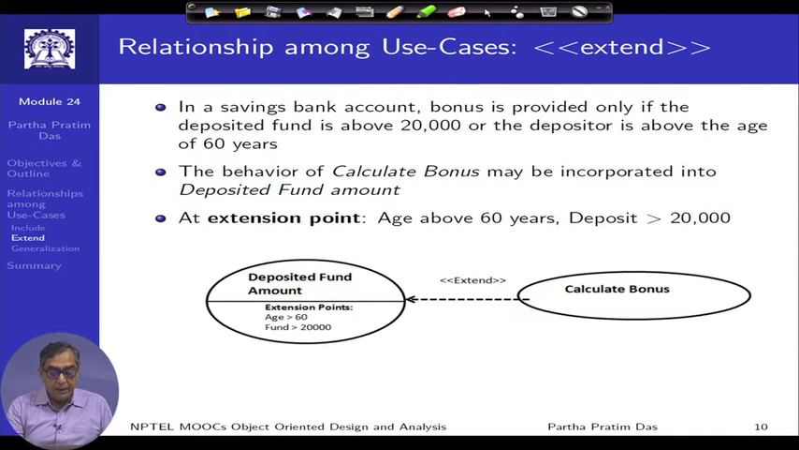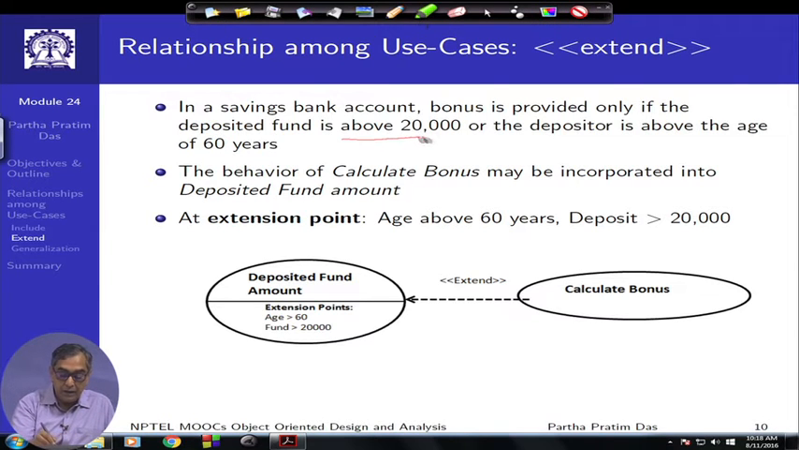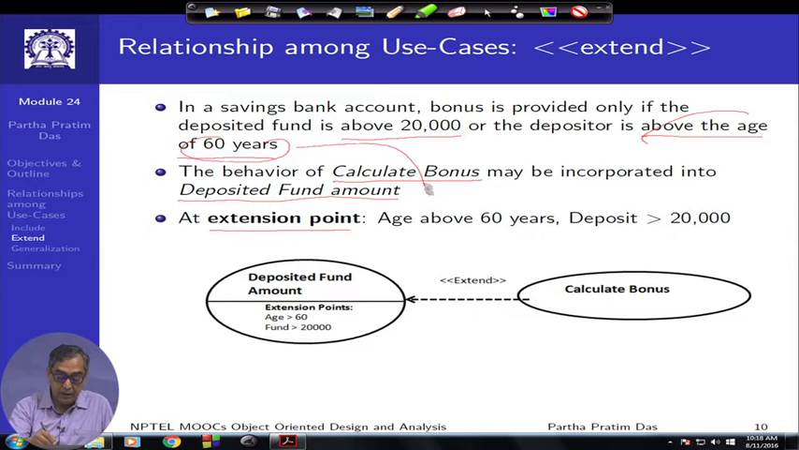So, as an example, say a savings bank account provides bonus if the deposited fund is above 20,000 or the depositor's age is above 60 years. Either the depositor is a senior citizen or the fund value is more than 20,000, then a bonus is provided. And if the use case for providing the bonus is calculate bonus and the use case of actually computing the fund is deposited fund amount, then we can have an extension point which incorporates these two conditions, the senior citizenship condition as in here and the fund level condition as in here, and we are showing those in the diagram.